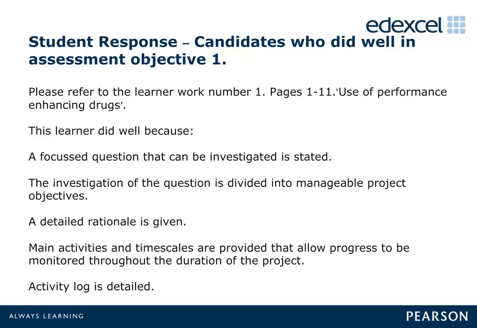9 project objectives are given. The learner's ability to investigate these in depth may be improved if fewer objectives are set, as this is a 60 guided learning hour qualification only. Often 4 POs are sufficient, but obviously this varies according to the topic chosen to study. The learner's activity log is detailed and reflective.